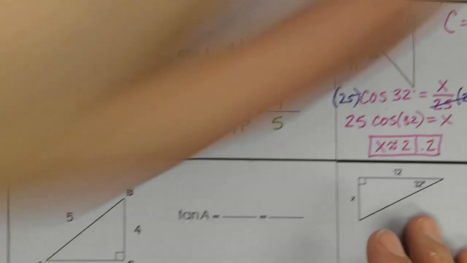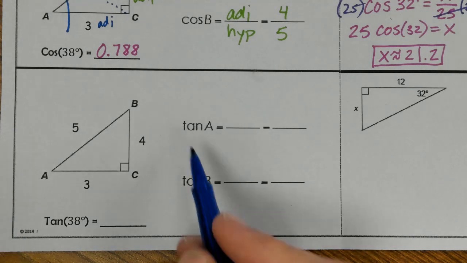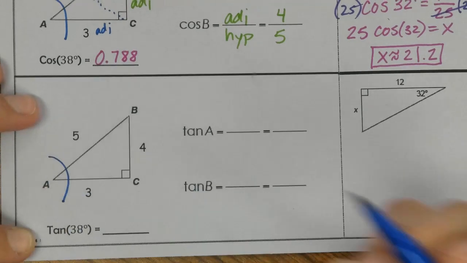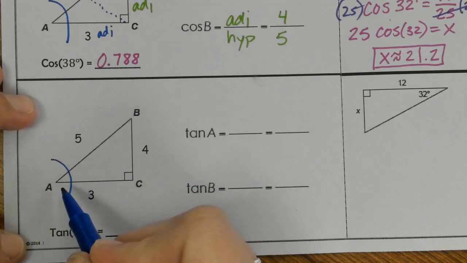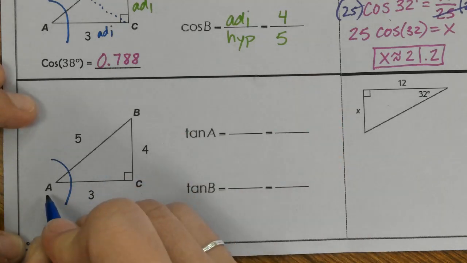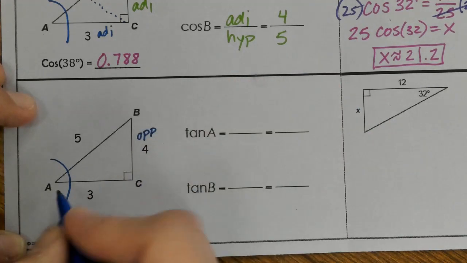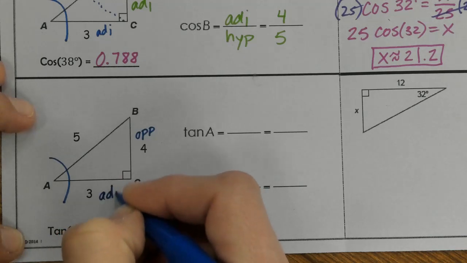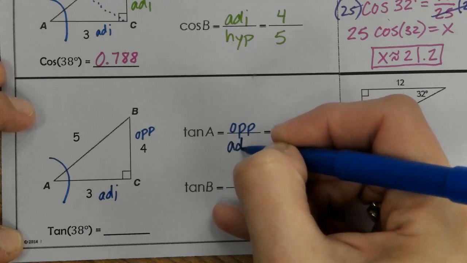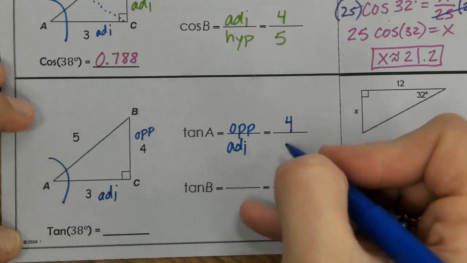Tangent, the third and last one here. All right, start off the same way with the tangent from reference angle A. So here, tangent, we're going to be dealing with our opposite and our adjacent. So over here, according to reference angle A, here is my opposite, side BC. Side AC is going to be my adjacent. Tangent is opposite, TOA, over adjacent. So I'll have opposite of 4 over adjacent of 3.